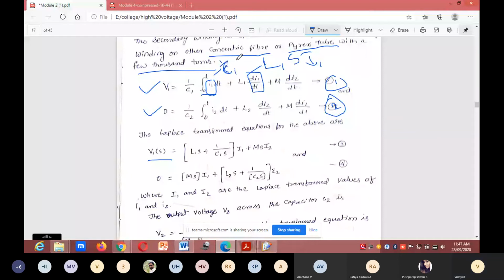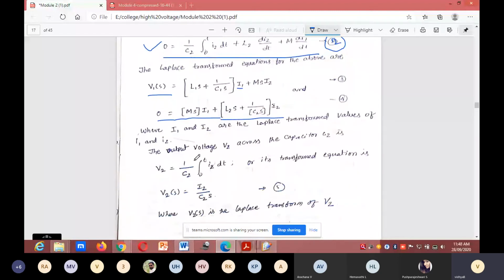1/C1S into I1. Okay, into I1 you'll get V1 of S is equal to (L1S plus 1 divided by C1S) I1 is common, plus MS into I2. Next, if you apply Laplace for the second equation, you'll get 0 is equal to MS into I1 plus (L2S plus 1 divided by C2S) into I2.